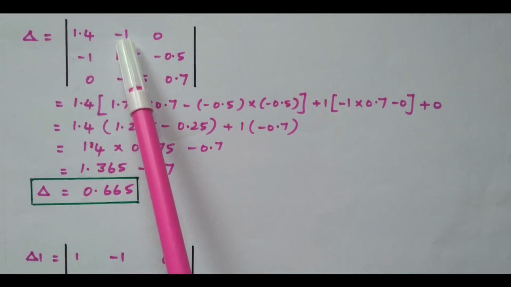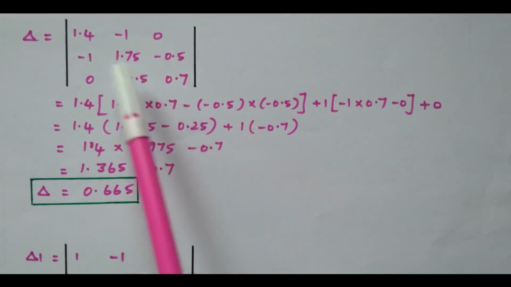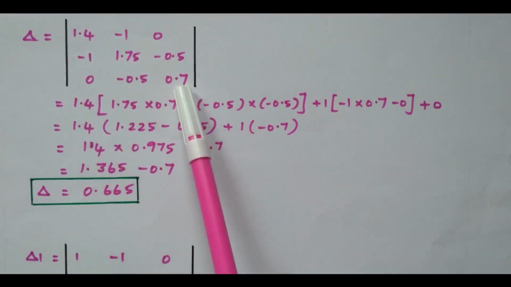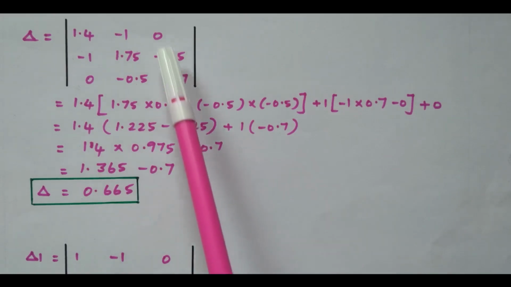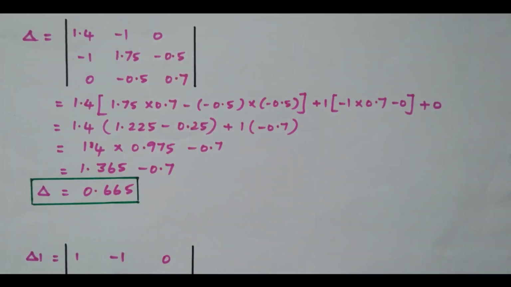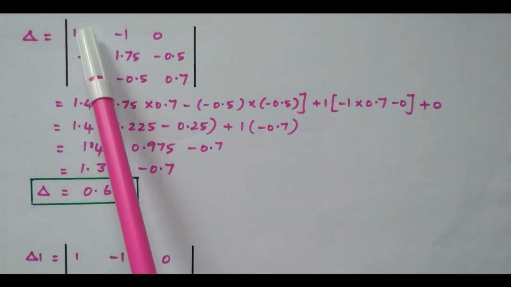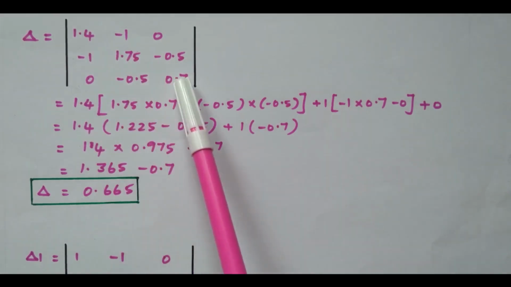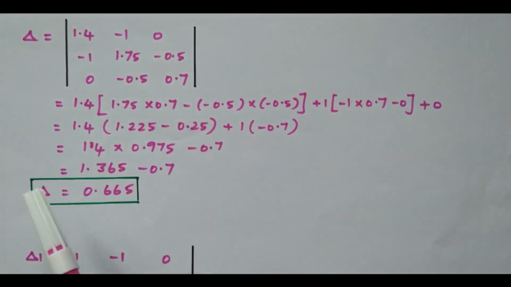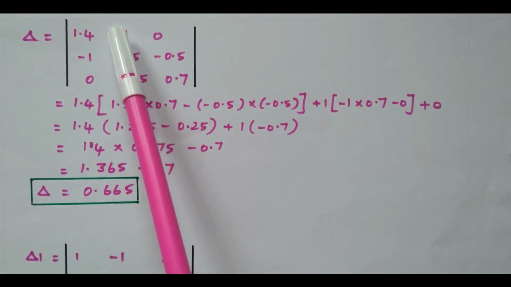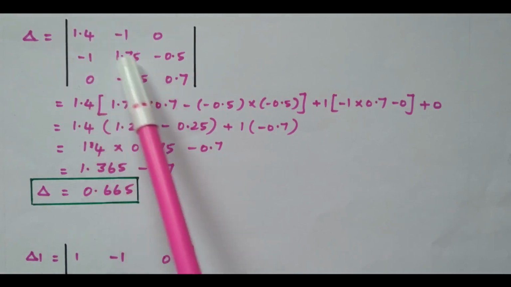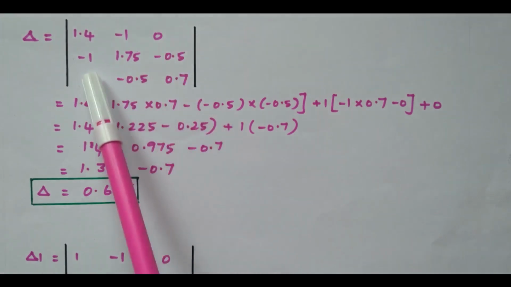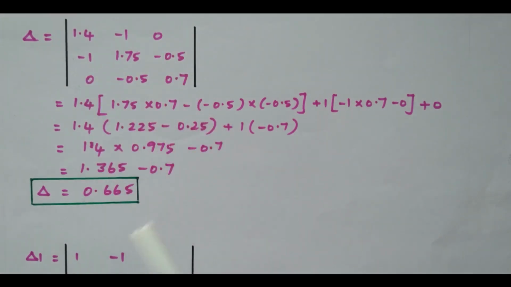So what will happen here? Plus 1, we have to multiply these two, minus 1 into 0.7 minus 0.5 into 0, so it becomes 0. The third element is automatically 0, right? First you have to take this element, multiply these two minus these two. Take the second element; while taking the second element we need to put negative. Then you have to multiply these two elements minus these two elements. I will go for simplification.